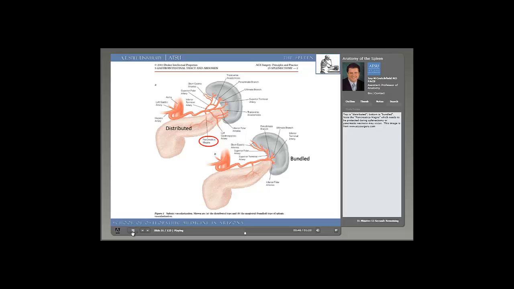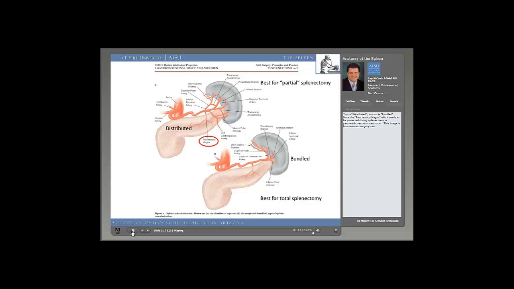So if you're a surgeon and you want to take out only a portion of the spleen, it would be easier for you to dissect the individual branches away from the distributed type of anatomy. Whereas if you want to perform a splenectomy, you would hope your spleen would have a bundled anatomy, because one clamp across the distal splenic artery would allow you to control all of the vasculature, both arterial and venous, to the spleen, making for a splenectomy easier.